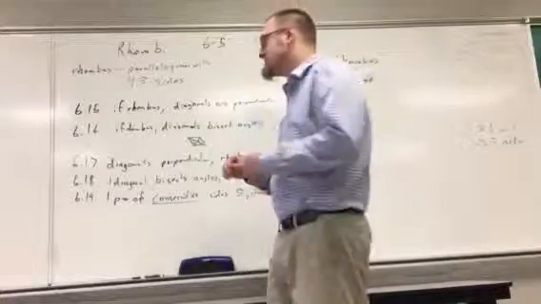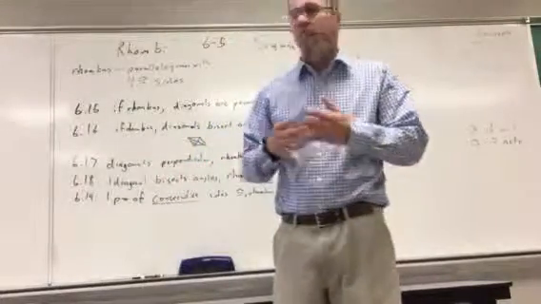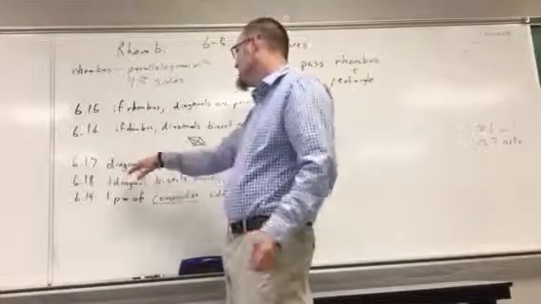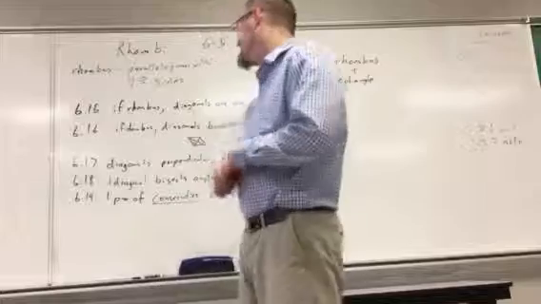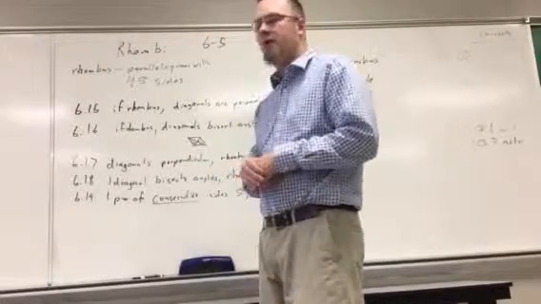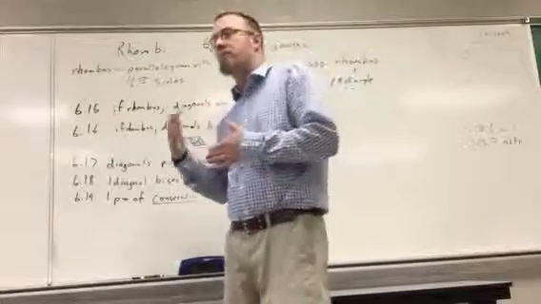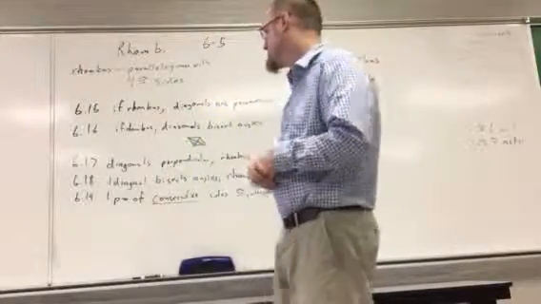Okay? 6.17, 6.18, and 6.19 is the converse of these. If the diagonals are perpendicular, then it is a rhombus. On 6.18, if one diagonal bisects the angles, it's a rhombus. You don't have to prove that both of them do. As long as you've got one, you're in good shape.